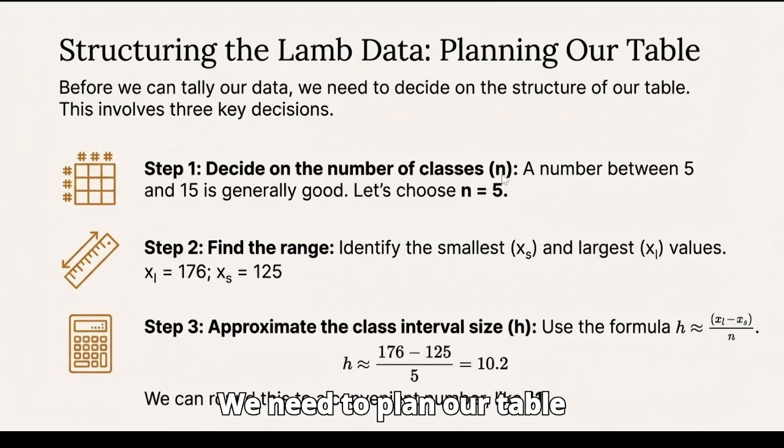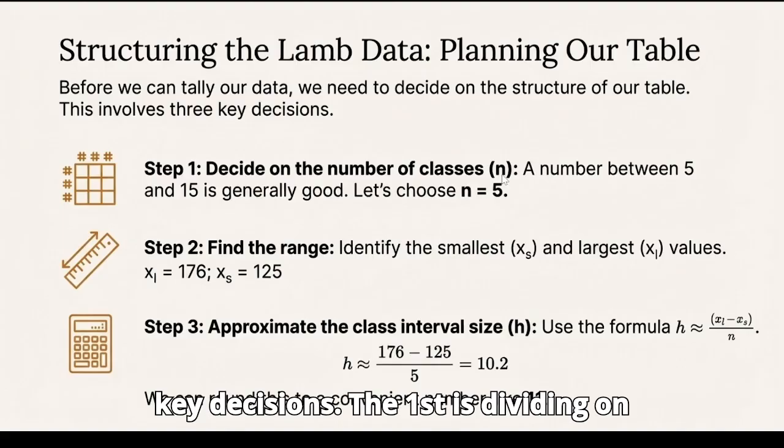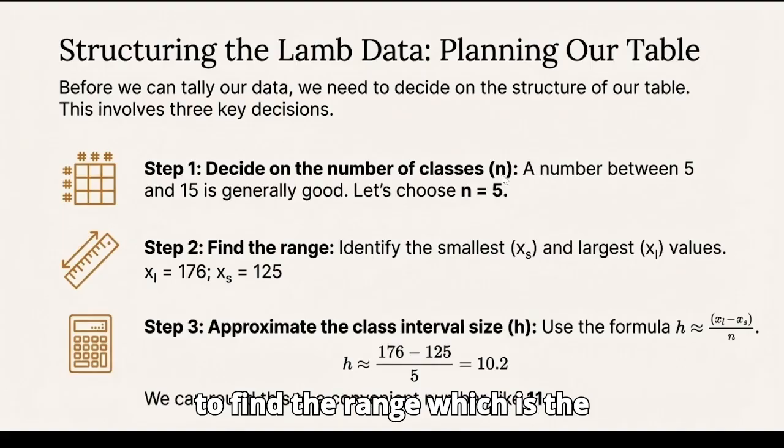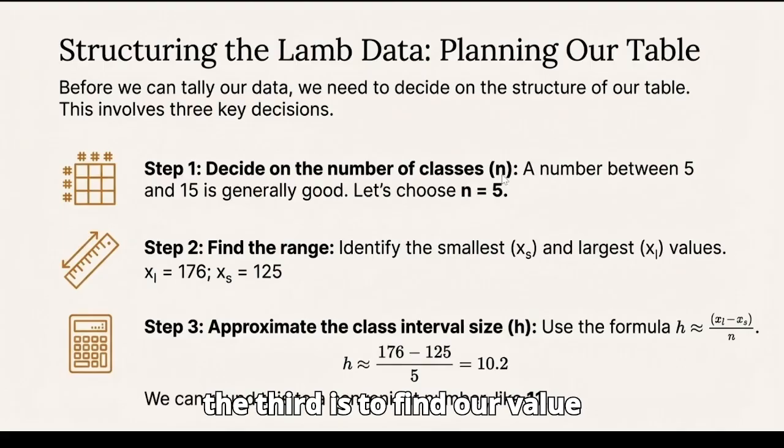Structuring our data, we need to plan our table. Before we can tally our data, we need to decide on the structure of our table. This involves three key decisions. The first is deciding on the number of classes. The second is to find the range, which is the smallest value and the largest value. And the third is to find our value of h, which is the class interval size.